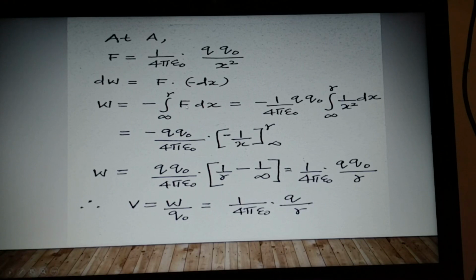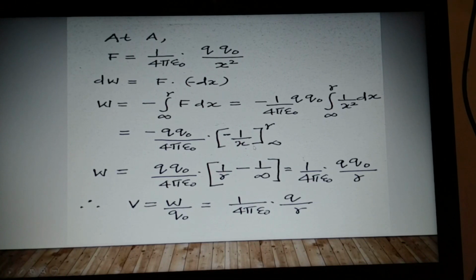So what is F here? F is equal to 1 by 4 pi epsilon 0 q into q0 divided by x square. So minus 1 by 4 pi epsilon 0 q into q0. Why are these all taken out? Because all these are constants. Into integral infinity to r 1 by x square dx. You know, integral 1 by x square, many times we have taken this integral, that is minus 1 by x. So keeping those constants as minus q into q0 divided by 4 pi epsilon 0 outside, the integral of 1 by x square will become minus 1 by x within the limit infinity to r.